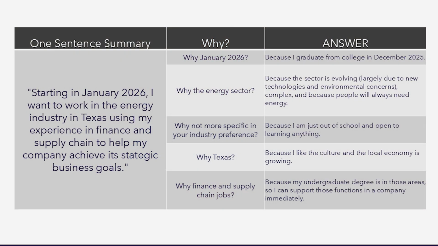In the example I just gave, the one-sentence summary begins with, starting in January 2026, I want to work in the energy industry in Texas. You can expect someone to eventually ask, hey, why do you want to work in Texas specifically? You should already have an answer to that question, and putting the answer on this tab will help you prepare.